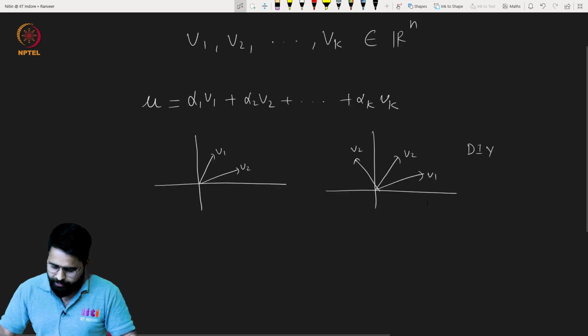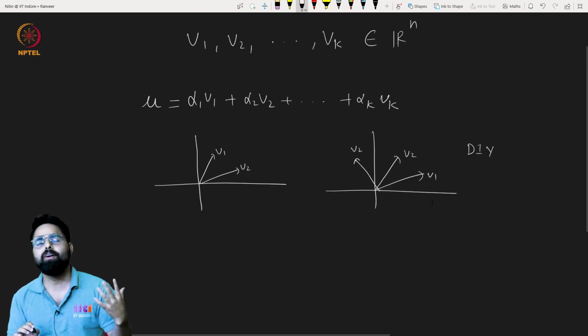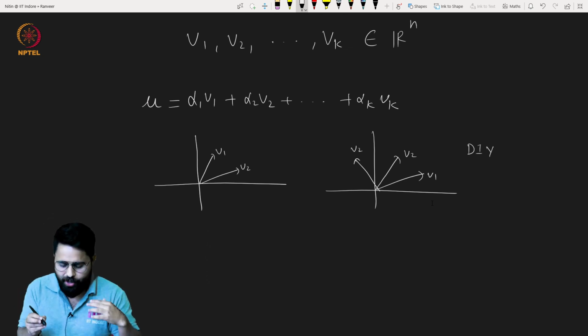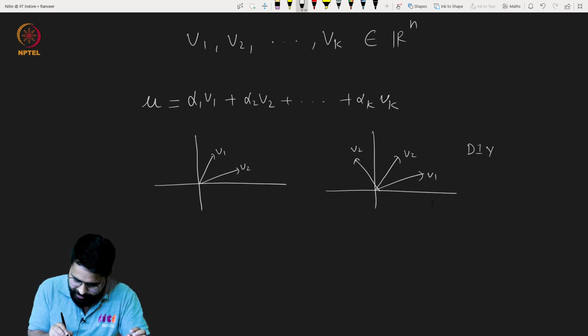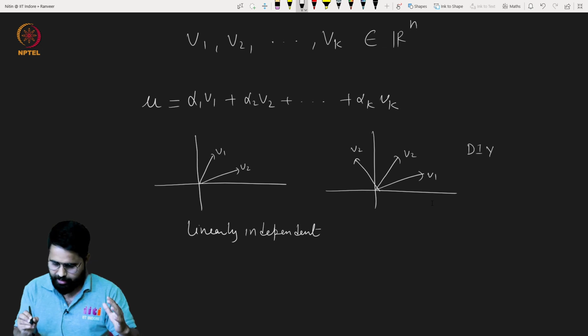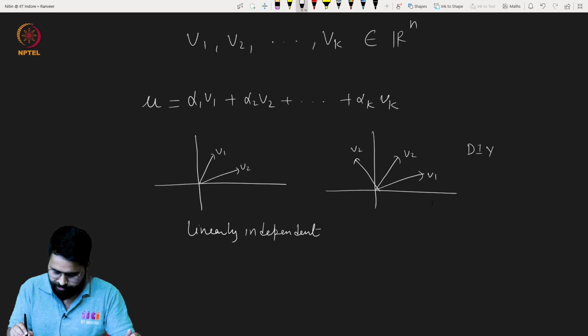So in this setup, when you cannot write a vector in terms of the others, like here you cannot write v1 in terms of v2, we say that these two are linearly independent. I will formally define it shortly. This is just a pictorial thing, linearly independent. And this set of three vectors is actually linearly dependent because you can write one as a linear combination of the others. Linearly dependent.